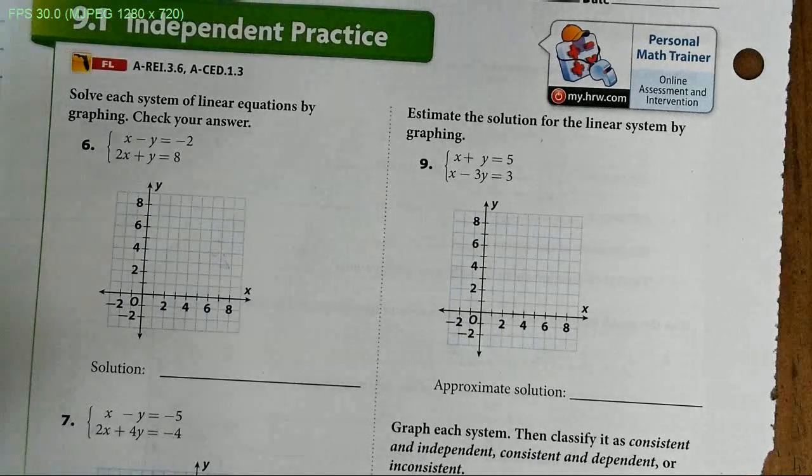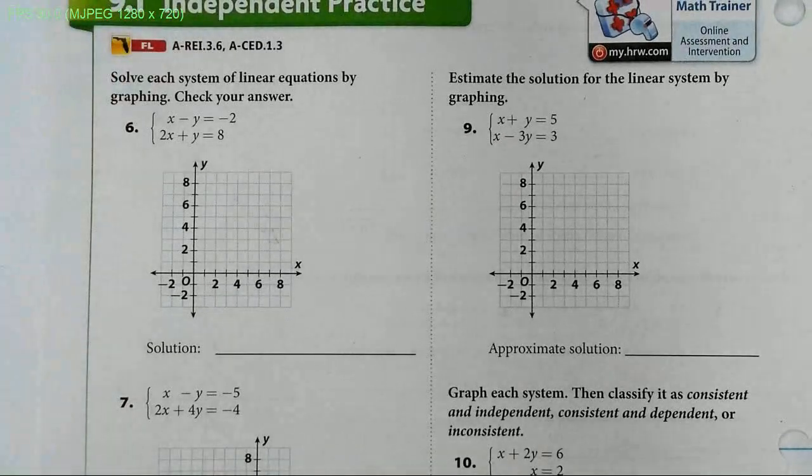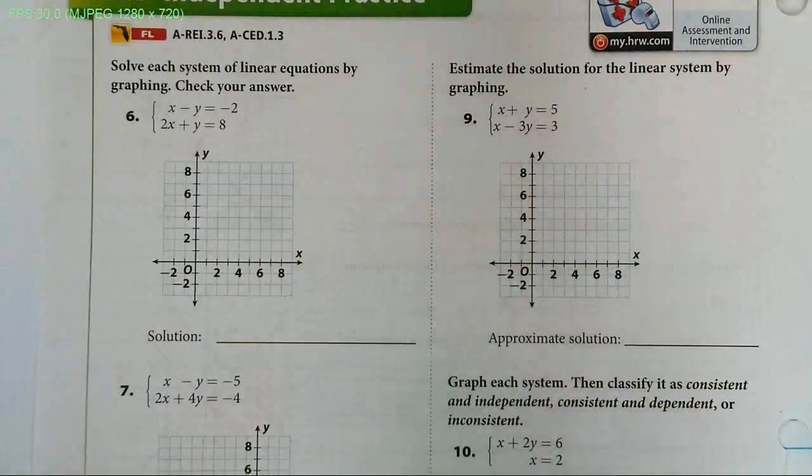I do feel that all of you guys should be going into this as well, because this is just going to give you that extra practice to make sure that you're 100% comfortable with this material. Now I like to graph these by rewriting the equations into slope-intercept form, and so that's what I'm going to do for the rest of these questions instead of finding the x and y intercepts.